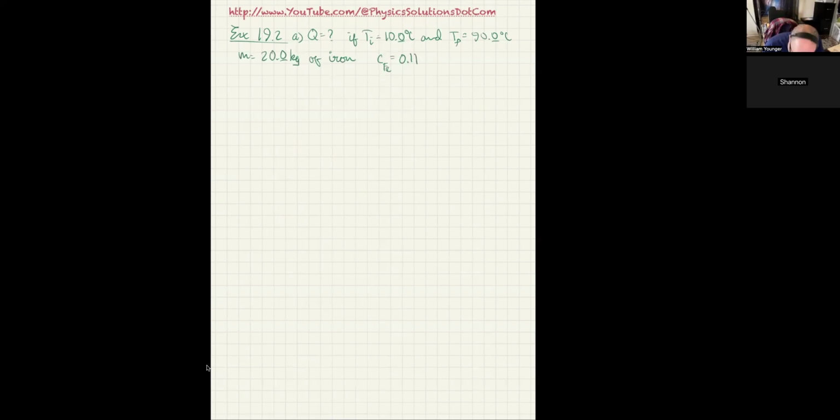You can write this as lowercase calories per gram Celsius degree, or you can write it as 0.11 kilocalories per kilogram Celsius degree. Notice I increased the numerator and the denominator by a factor of 1,000. That's why the number didn't change. Of course, we could also use joules from this table. In joules, the specific heat of iron is 450 joules per kilogram Celsius degree.